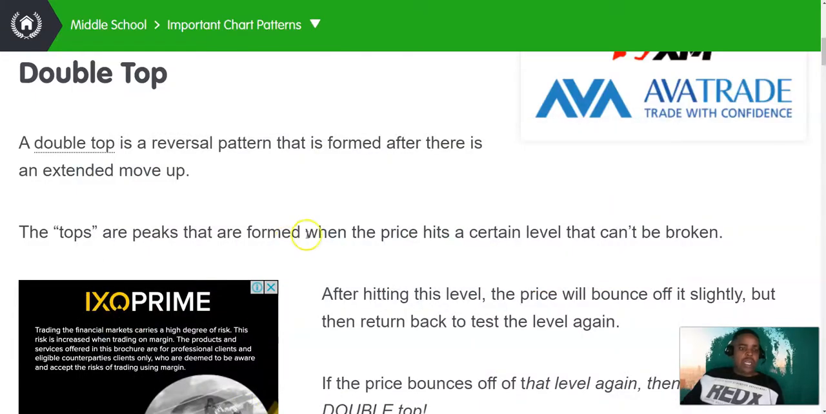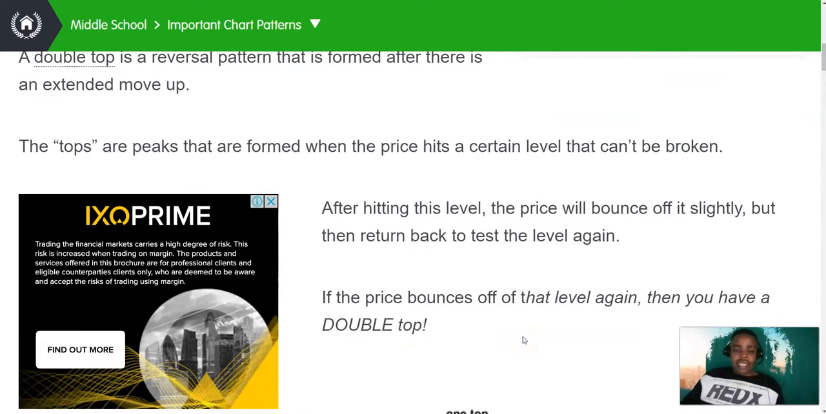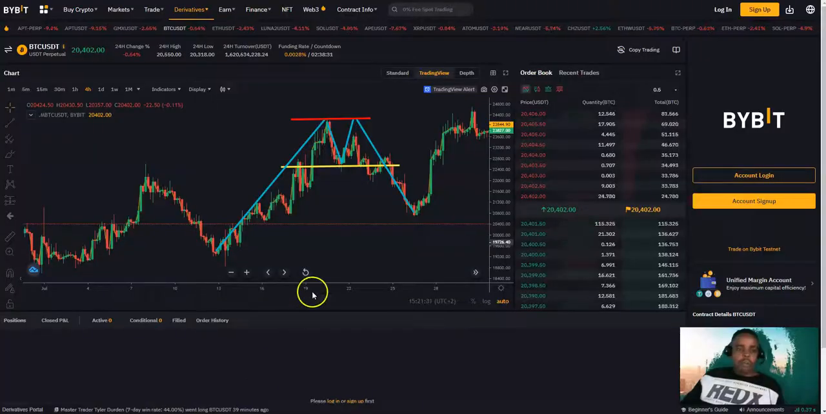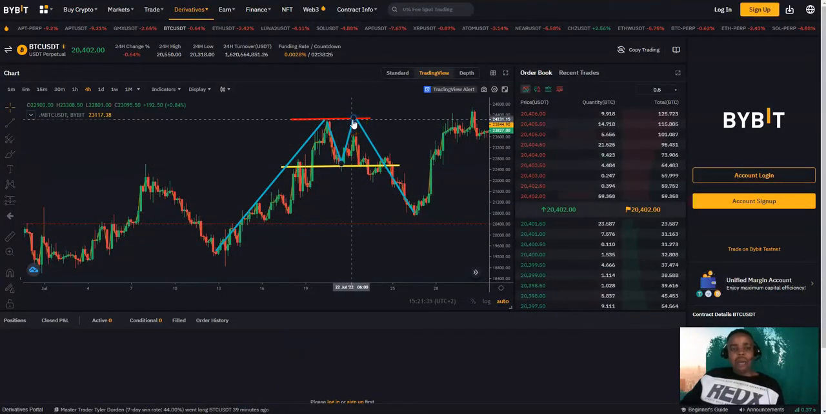Okay, let us just go to this explanation. After hitting this level, the price will bounce off it slightly, but then return back to test the level again. That's the second time. Okay, if the price bounces off that level again, then you have a double top, like here in this case. So it will bounce up and then retrace, then come up, and then that's a double top, then goes all the way down.